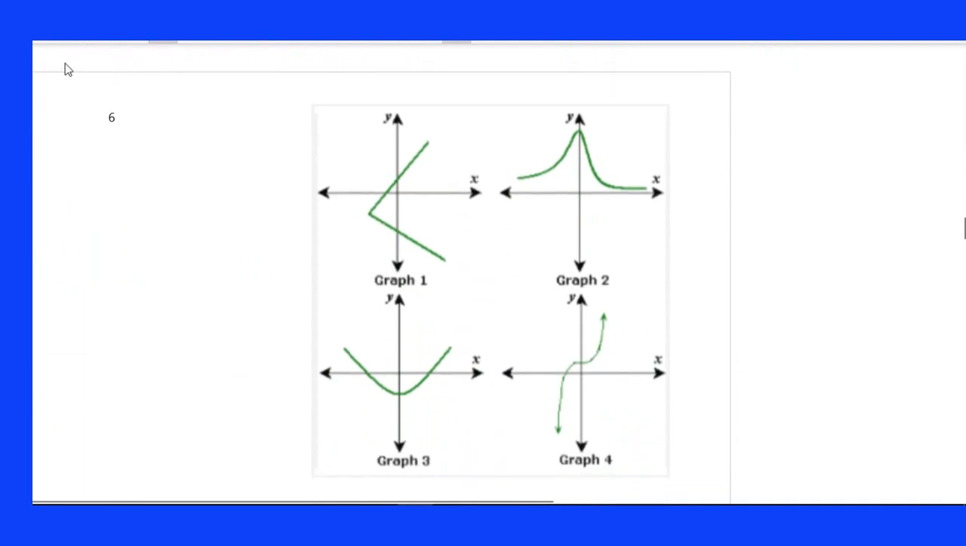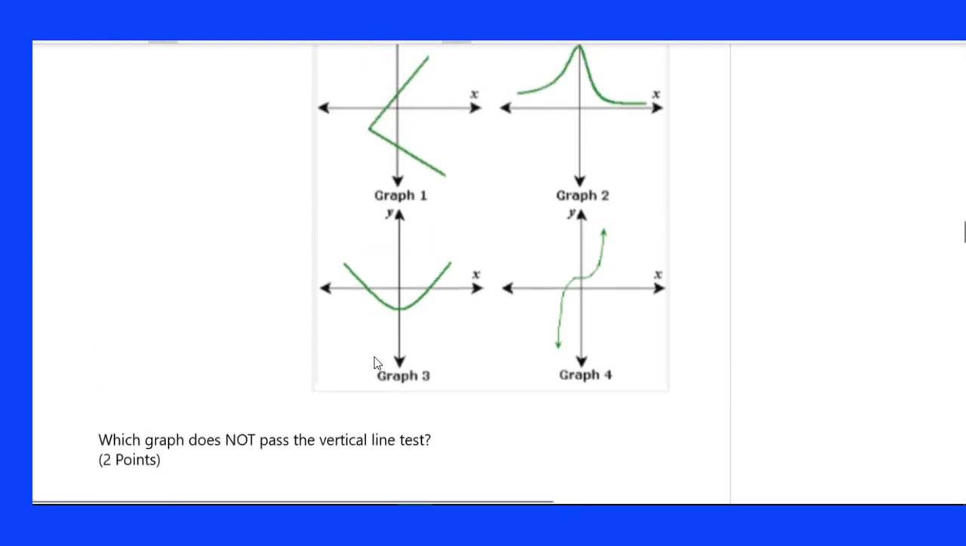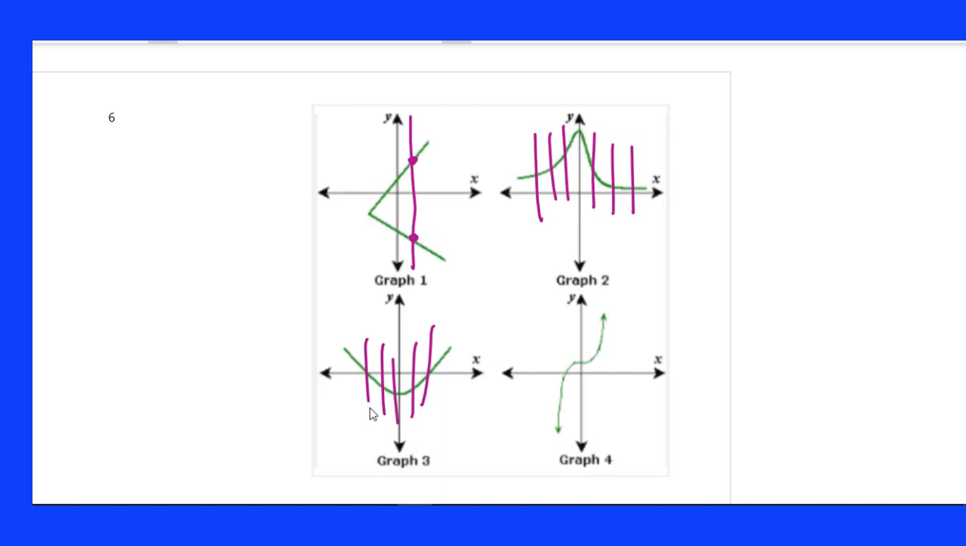Number 6. Which graph does not pass the vertical line test? This refers to a function. This one, the vertical line test cuts at 2 points. Here, 1 point. Here also, for graph 3, the vertical line test cuts at only 1 point. Same also for graph 4.